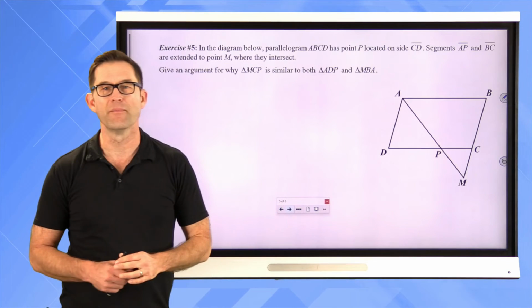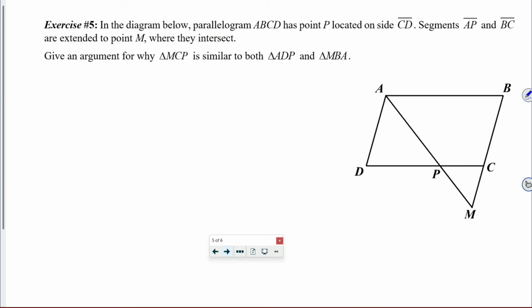Okay, one last problem. Exercise number 5. In the diagram below, parallelogram ABCD has point P located on side CD. Segments AP and BC are extended to point M where they intersect. Give an argument for why triangle MCP must be similar to both triangle ADP and triangle MBA.